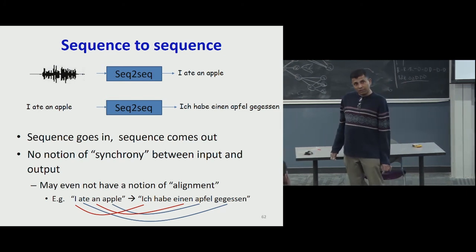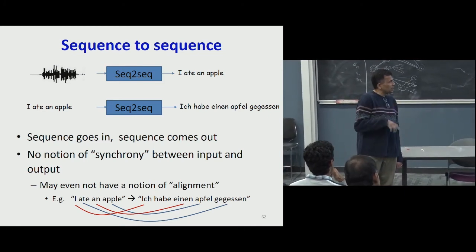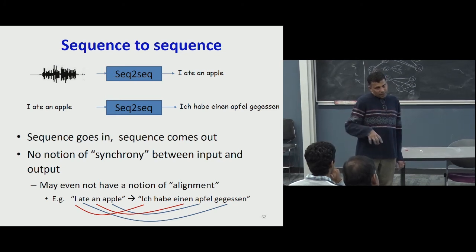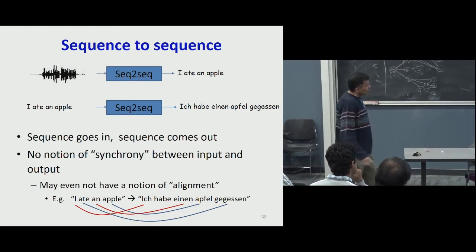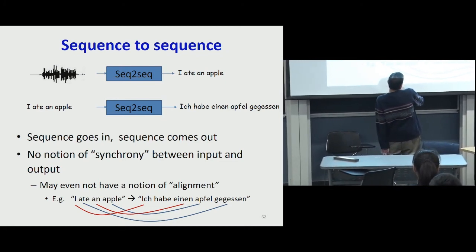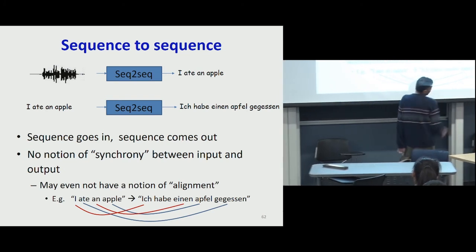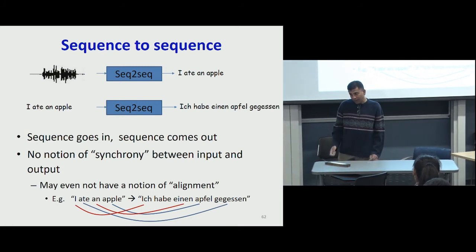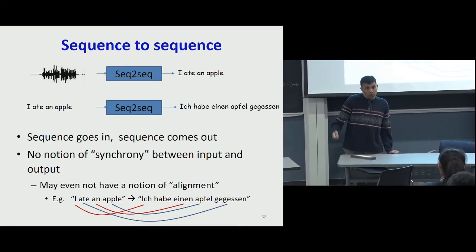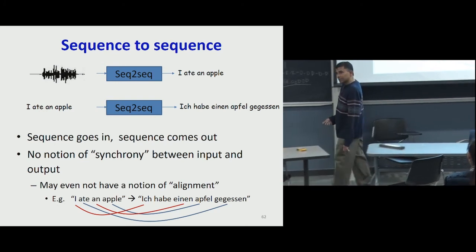But if you had machine translation, the order of the output may not have anything to do with the order of the input. For example, "I ate an apple" becomes "Ich habe einen Apfel gegessen," right? The order is completely mixed up. In fact, one symbol over here, "ate," actually gets mapped to "habe ... gegessen." So a single symbol in the input gets mapped to two symbols in the output, which are not even next to one another, right? So now you have this really crazy situation, which is not your standard kind of recurrence. How do you deal with situations such as these?